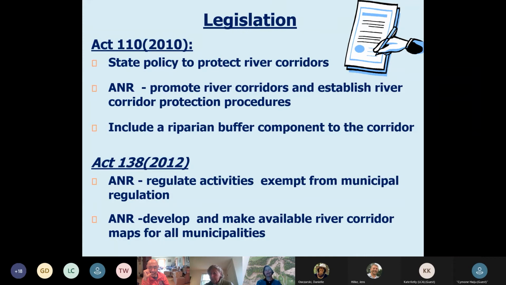Act 110 and Act 130A both focus on protecting the river corridor as a way to reduce damage during flooding and river adjustments. The legislation recognizes the importance of planning for inundation and erosion hazards, as well as providing for valuable water quality and habitat benefits that these areas can provide. We're going to explore a few key features from these acts.